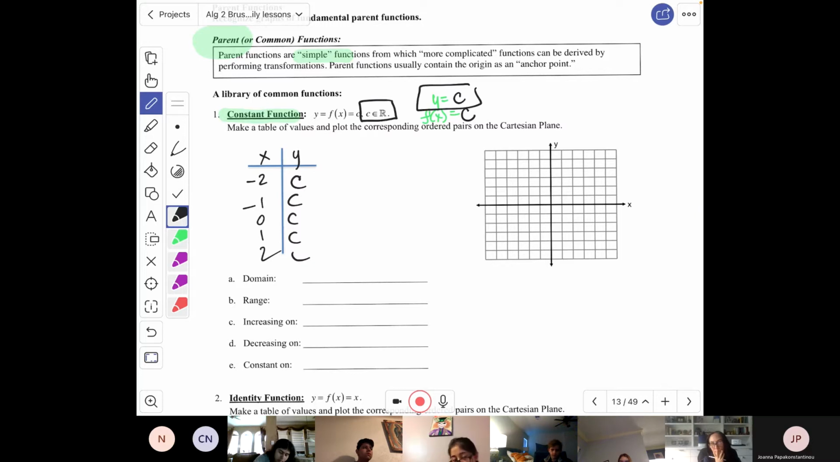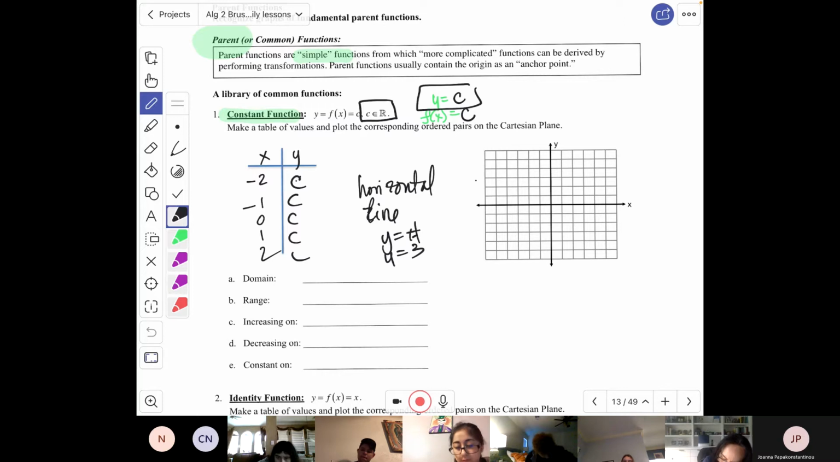A line, like a straight line. It is a line, and what type of line more specifically is it? A horizontal line. It is a horizontal line. So the constant function is a horizontal line, and it is at whatever that value c is. So if I say c equals 3, it would be this number, right? Because no matter what point I choose on this line, the c value is the same. Okay, so that is my constant function.